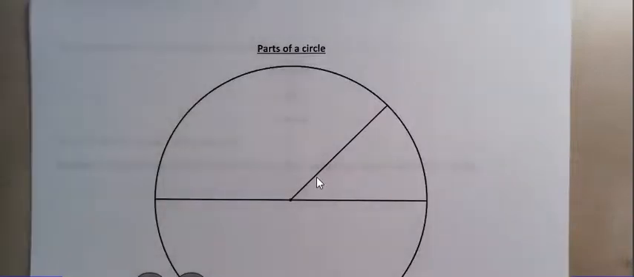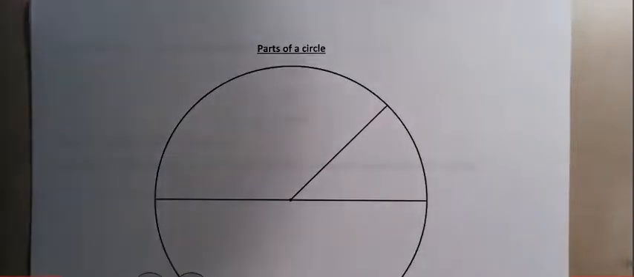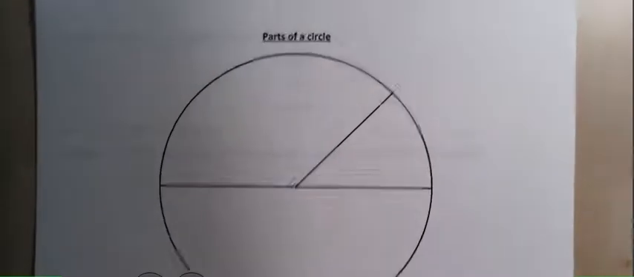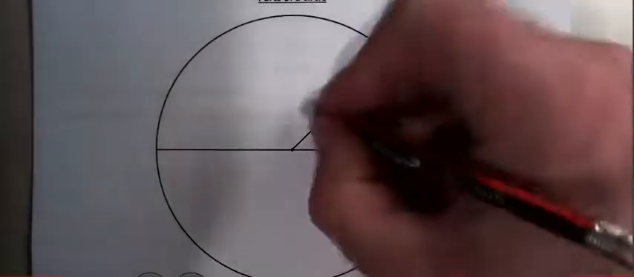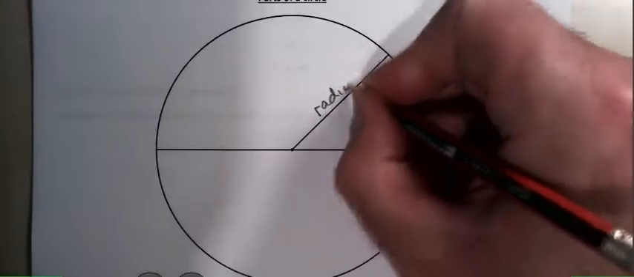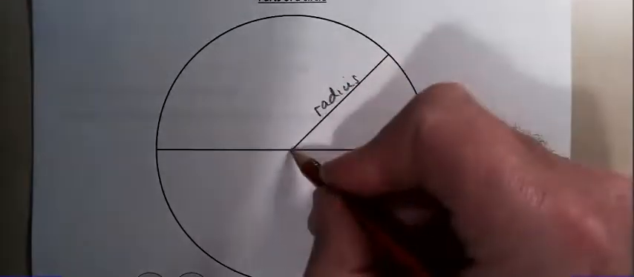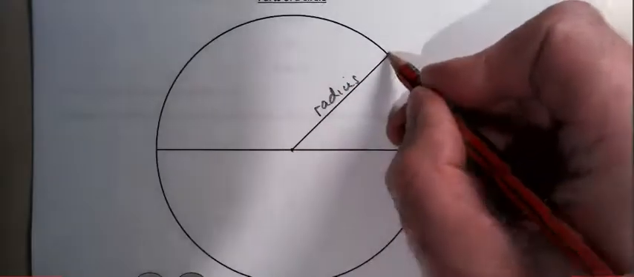Okay, this is Unit 6. We're in our Year 9 notes, and we're looking first of all at parts of a circle. So let's label some of the bits and pieces here. This line here is our radius, and it's the distance from the center of the circle to the edge.